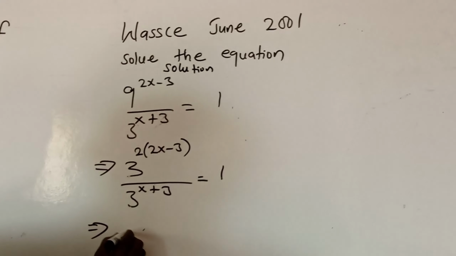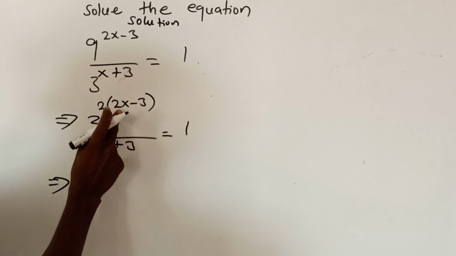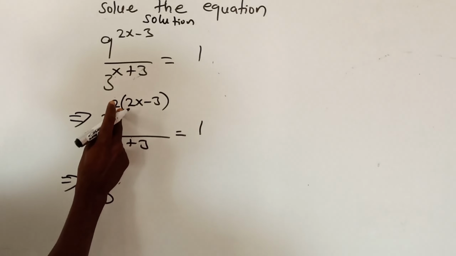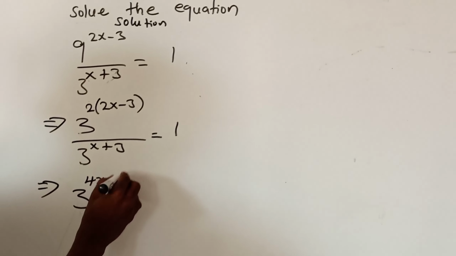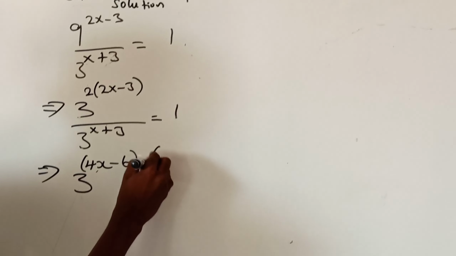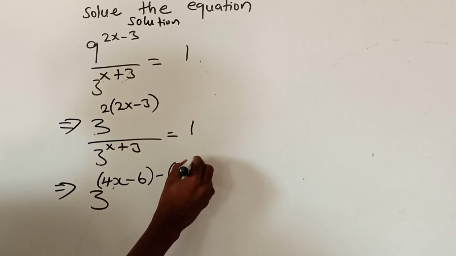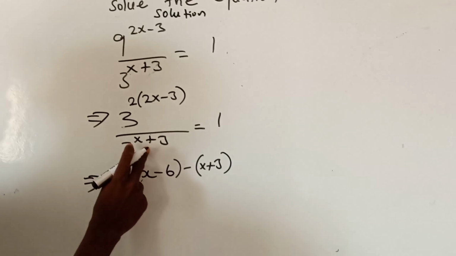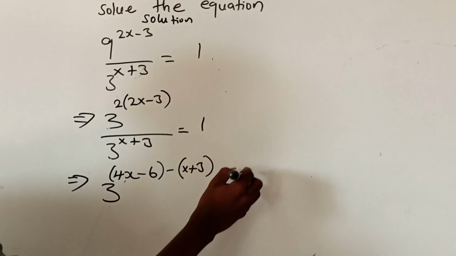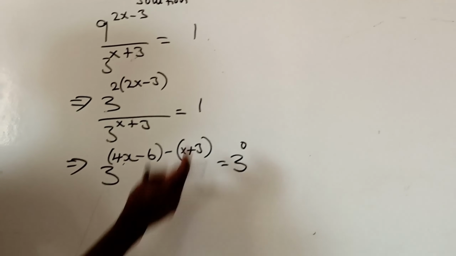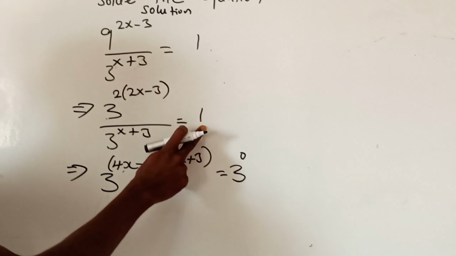division of indices. So you say 3 raised to the power, when you multiply this 2 throughout, 2x minus 3, then 2 times 2x is 4x, 2 times minus 3 is minus 6, so 4x minus 6, minus, now x plus 3. Where do we get this minus? Because we apply the division law of indices, equals 3 raised to the power 0. How do they get this 1? Because 3 raised to the power 0 will give us 1.